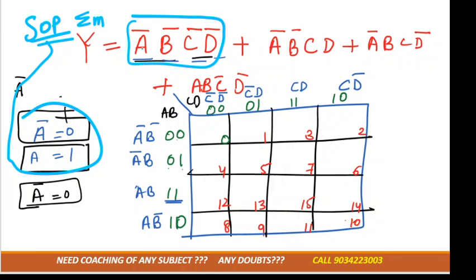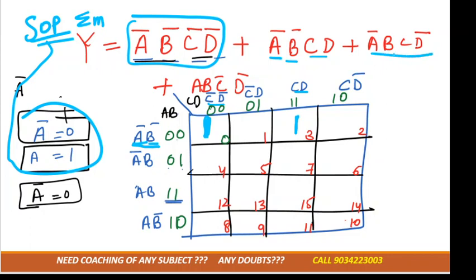Clear? Now see A bar, B bar, C bar, D bar. This one is A bar, B bar and this one is C bar, D bar. This one is represented by 1. Clear? Next one is A bar, B bar and CD. A bar, B bar is this one and CD column is this one. So here we can write down 1.